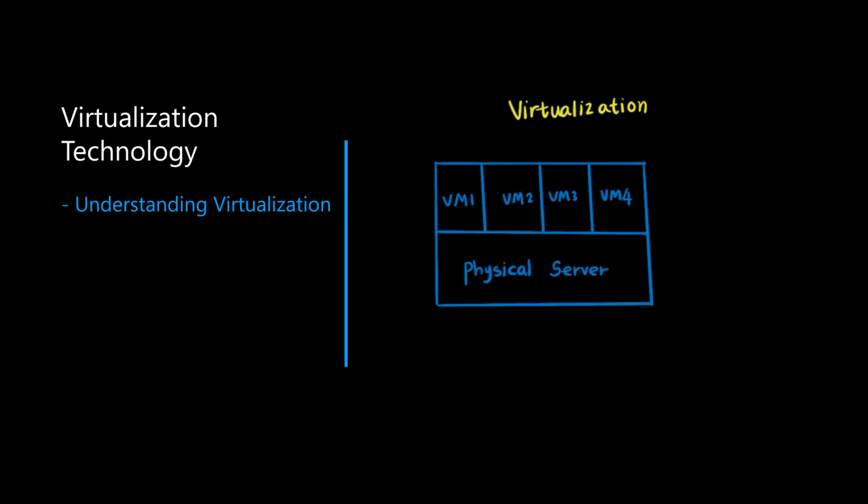Storage virtualization abstracts physical storage from multiple devices into what appears to be a single storage pool. Network virtualization creates virtual networks that are independent of the underlying physical network hardware. Desktop virtualization delivers desktop environments as a managed service. Each type of virtualization contributes to the flexibility and efficiency of cloud computing.